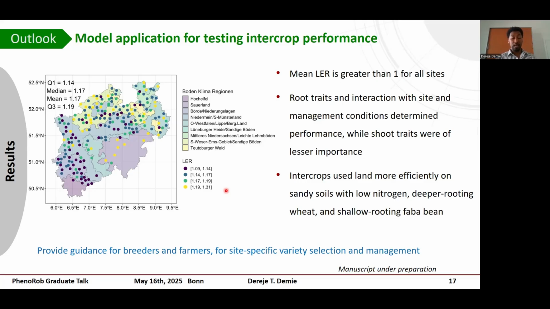Specifically, intercrops use land more efficiently on sandy soils, especially in these areas, with low nitrogen input when we combine a deeper rooting spring wheat with shallow rooting faba bean. This provides guidance, especially for breeders, on which traits to target, and also helps farmers with site-specific variety selection and management by considering their specific production objectives.